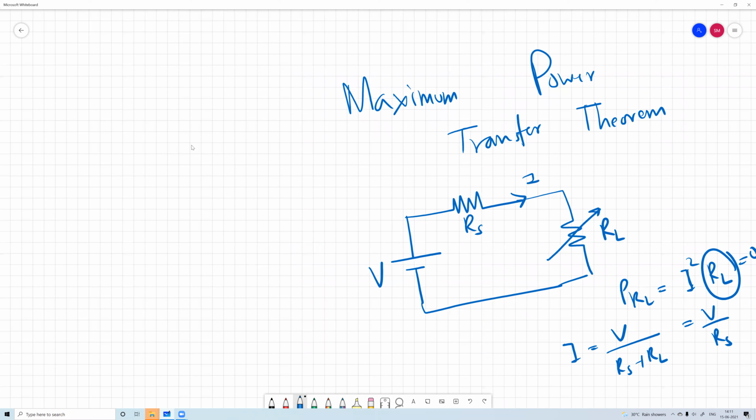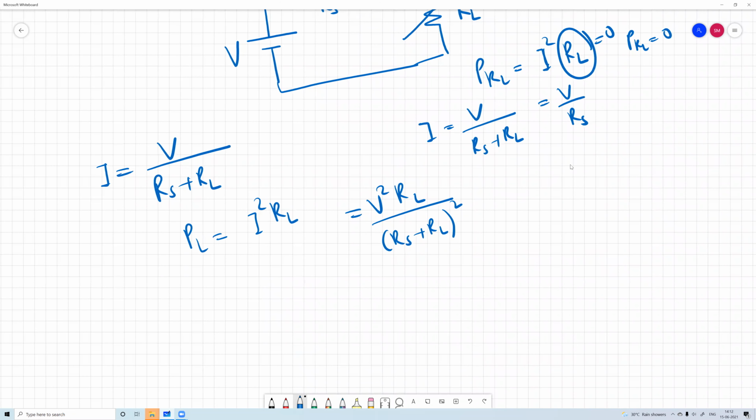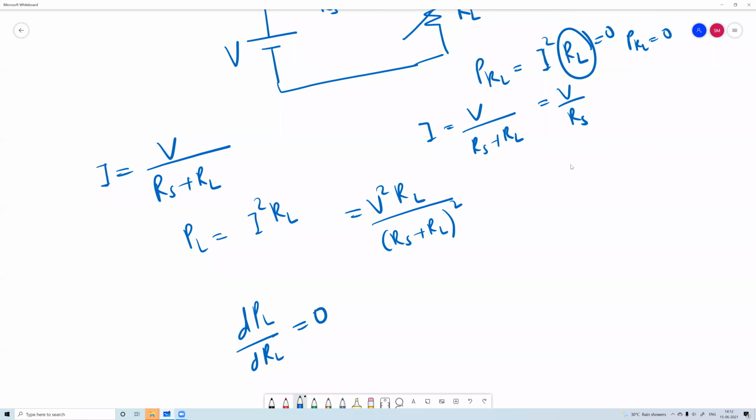I, as you have guessed, will be V by RS plus RL. Agreed. And PL would be I square RL. So V square RL by RS plus RL whole square. Agreed. Okay. Now how to find maximum PL? For maximum PL, dPL by dRL should be 0.